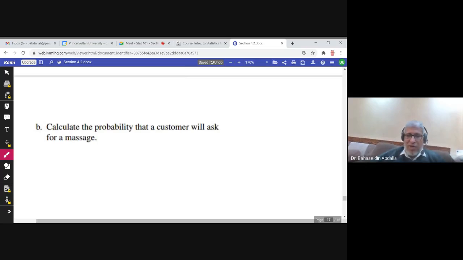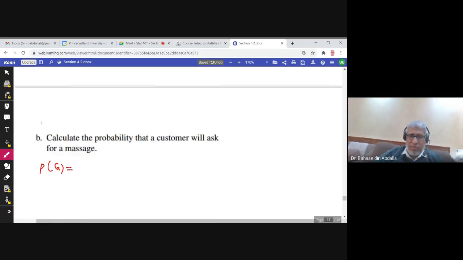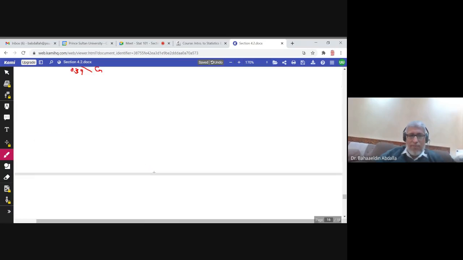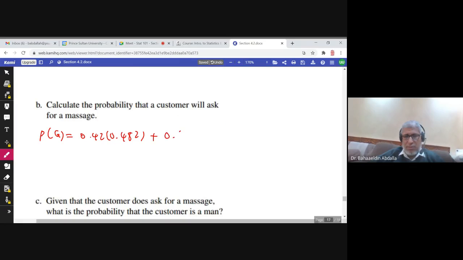Calculate the probability a customer will ask for a massage. So this is the probability of G, asking for a massage. He could be a man or a woman. So for asking for a massage, we multiply 0.42 times 0.482 plus 0.61 times 0.518. Here is asking for a massage from men, here is asking for a massage from women. So this is the total probability of asking for a massage.